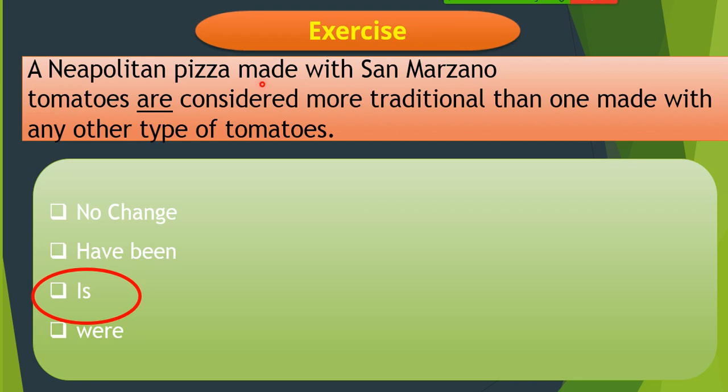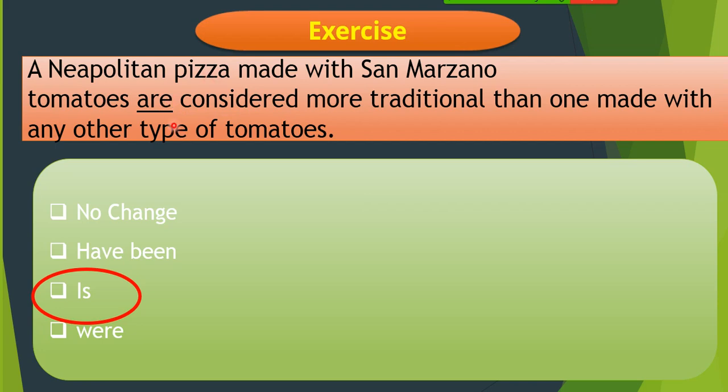Okay, Nagam. Where is the subject here? The Neapolitan pizza. Yes. And where is the verb? Are considered. Yes, it's passive, so we will remove are. Yes, that's right. And like Abdurrahman said, the answer is is. That's right. Let me explain, and please, Yusuf, follow me.